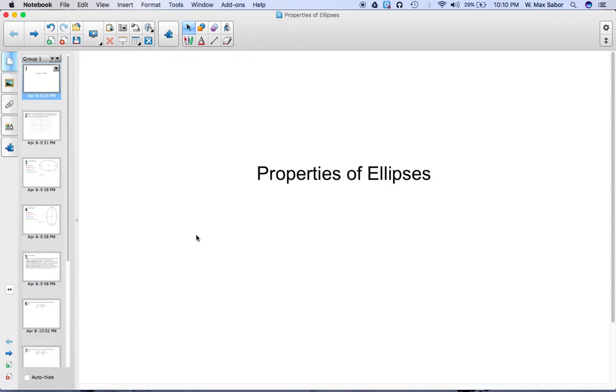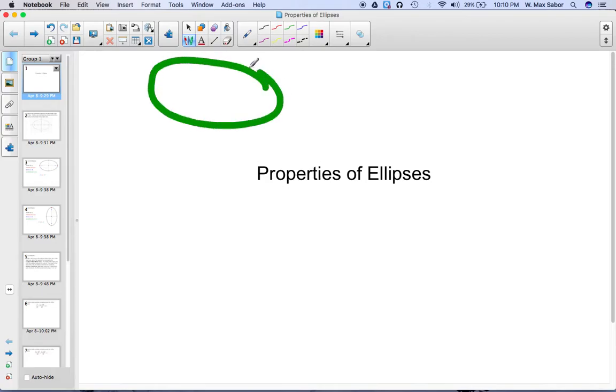The properties of an ellipse that probably come to mind immediately are the center, the vertices, and the co-vertices. And they're what we use most directly to graph an ellipse.